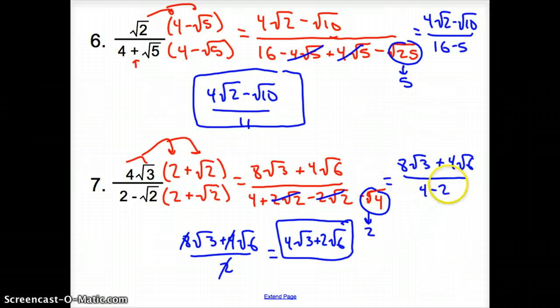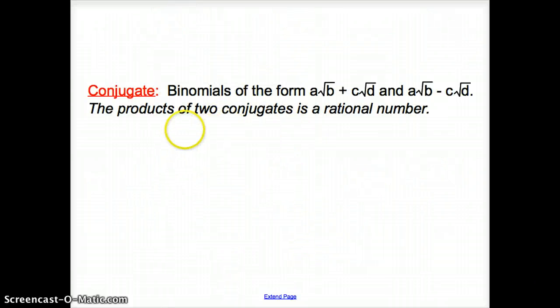Notice how we always had a whole number on the bottom, right? We always had a whole number, 11 and the 2. How did we get that? Because we multiplied something called a conjugate. All it is, is binomials of the form A plus B and C plus D, and those A, B, C, and D's are just numbers. The product of 2 conjugates is a rational number. That is very important. They will always be a rational whole number, the product of 2 conjugates.